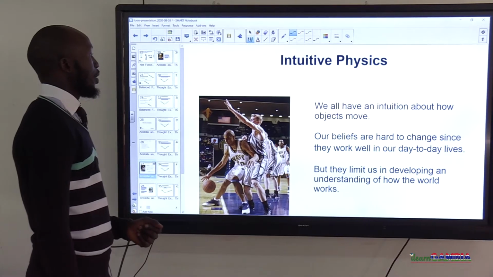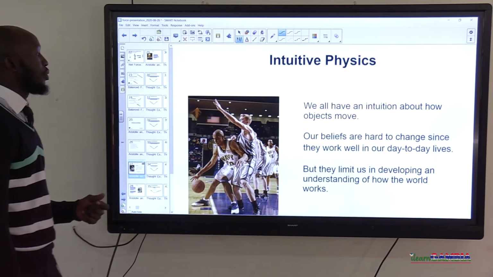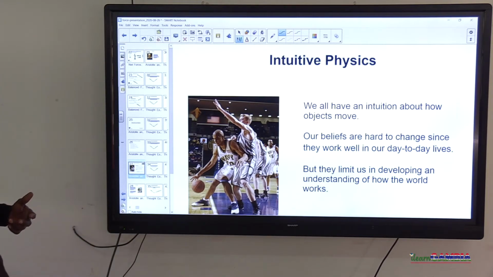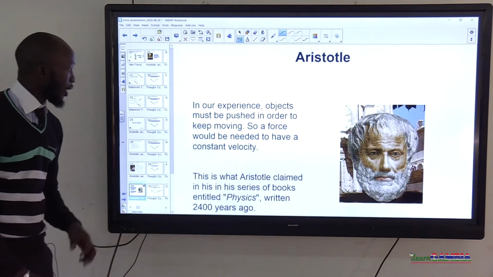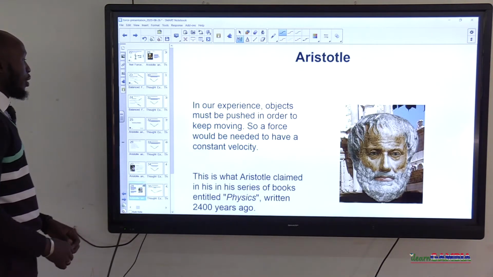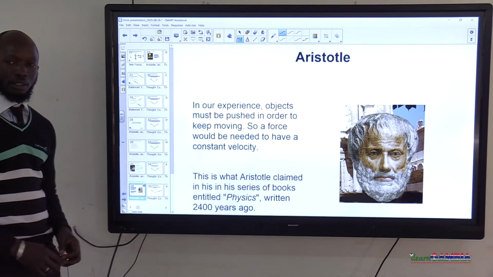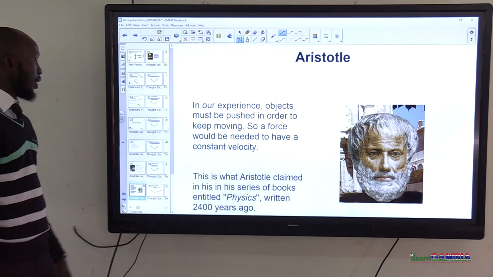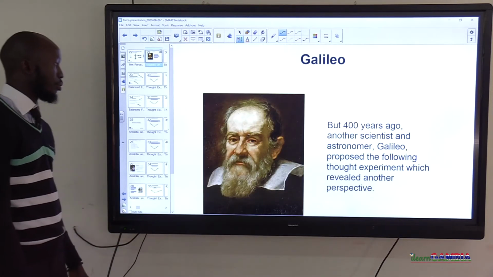We all have an intuition about how objects move. Our beliefs are hard to change since they work well in our day-to-day lives. But they limit us in developing an understanding of how the world works. In our experience, and this was actually said by Aristotle, objects must be pushed in order to keep moving. So a force would be needed to have a constant velocity. This is what Aristotle claimed in his series of books entitled Physics, written about 2,400 years ago.